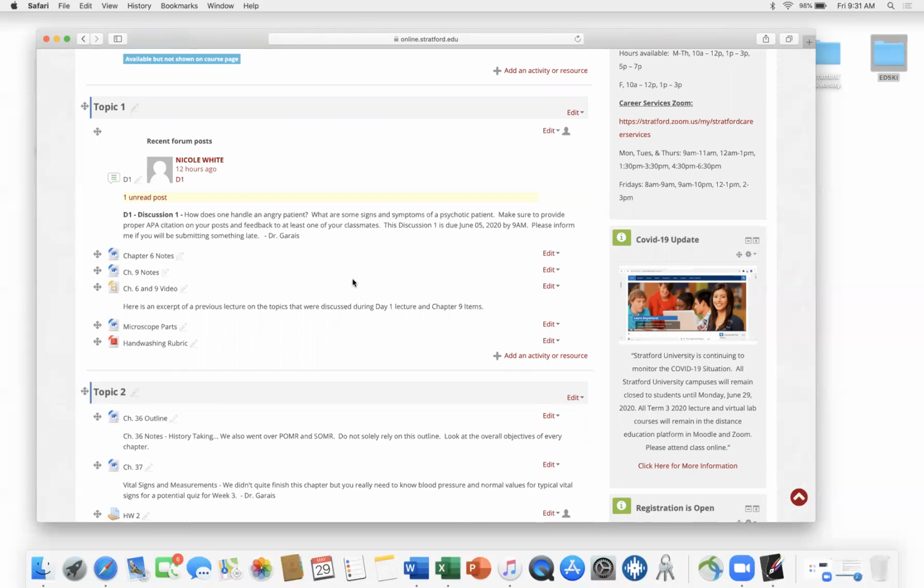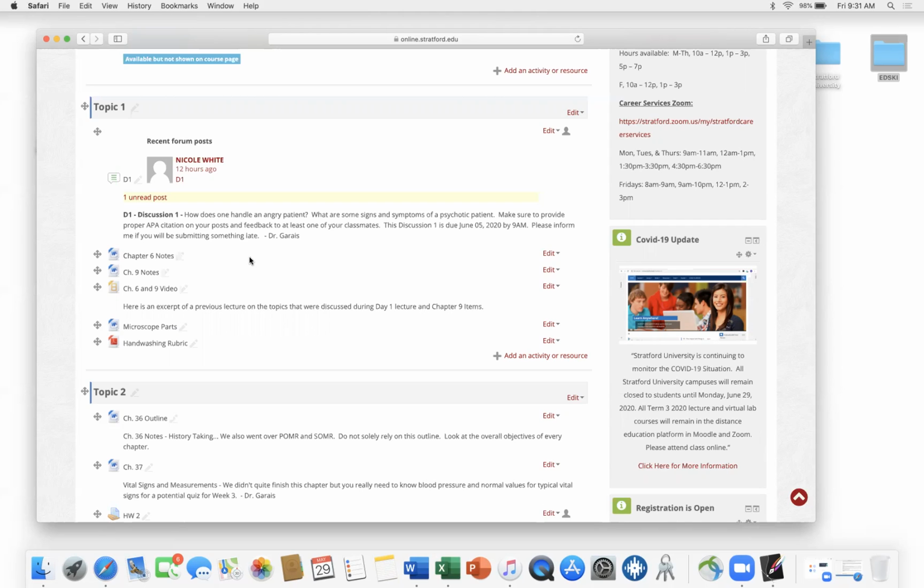Now, I put notes, and the chapters should match the chapters in your textbook, but the pages may not, because I used the edition prior to this edition. One of these days I'll change the page numbers, but it is the same chapter and notes. So let's look real quick at the discussion.